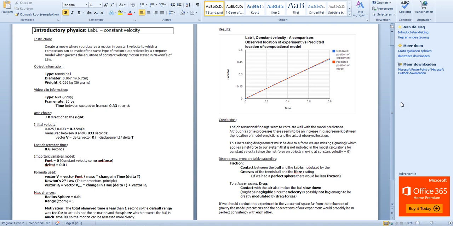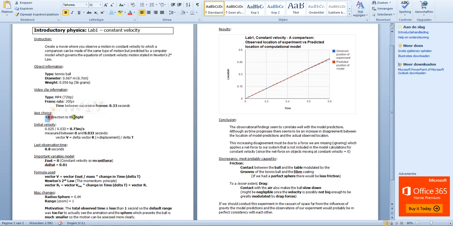For this purpose, I've used a tennis ball with a diameter of 0.067 meters and a weight of 0.056 kilograms. The video was shot in MP4 format, 720p, with a frame rate of 30 frames per second, which gives a time between successive frames of about 0.033 seconds.